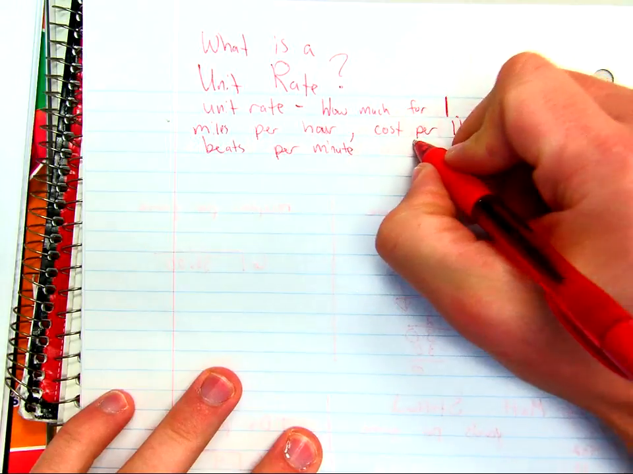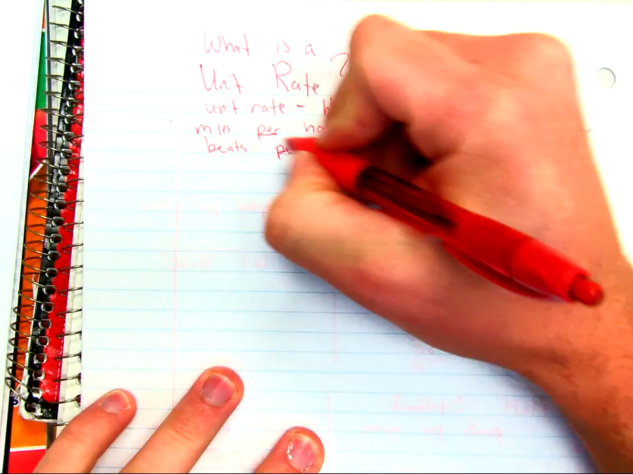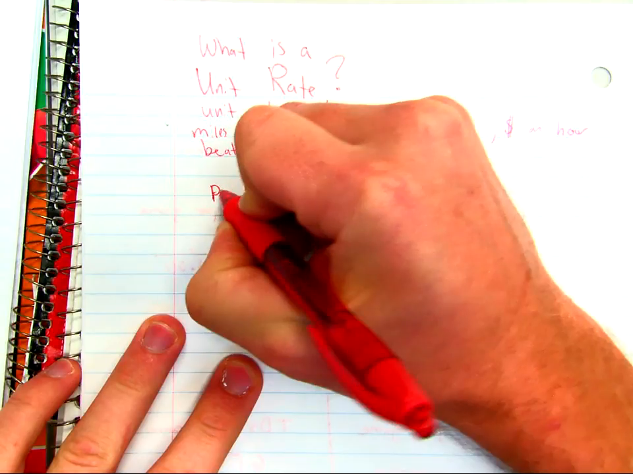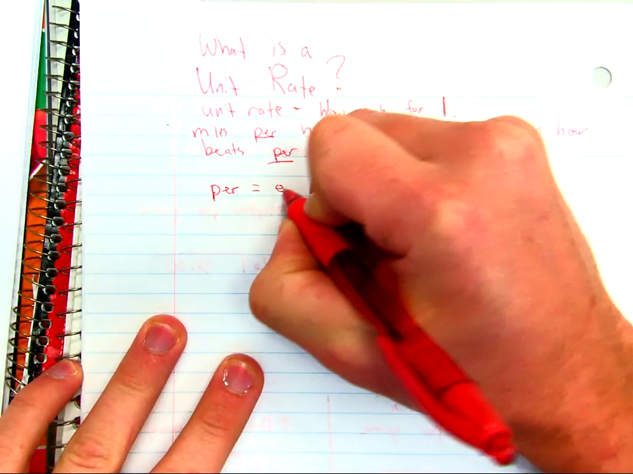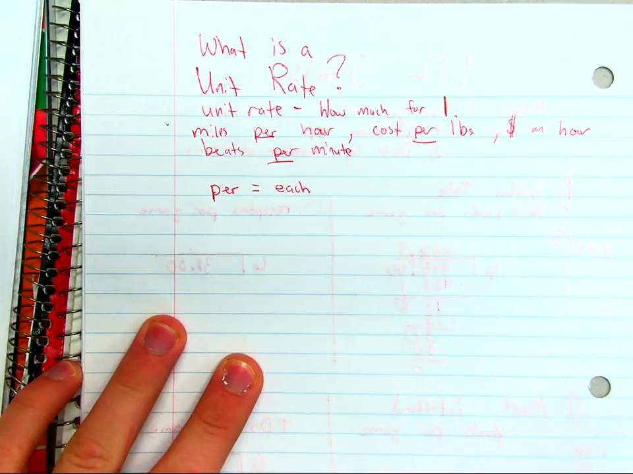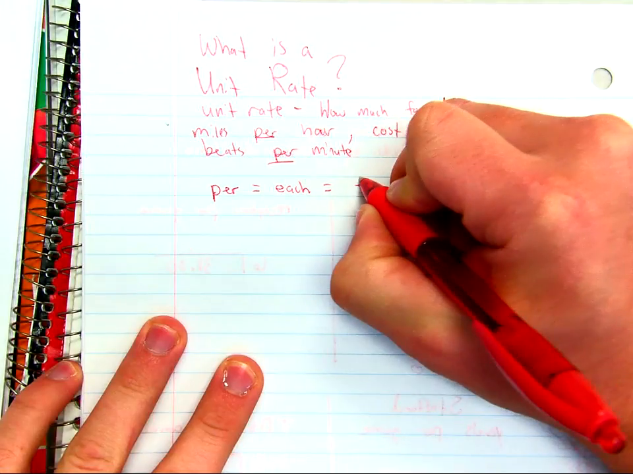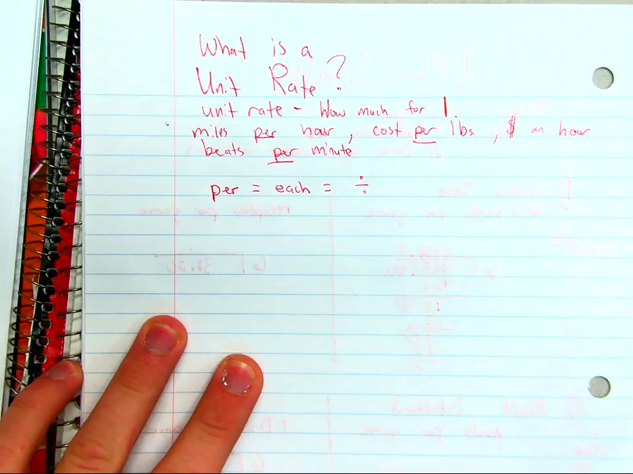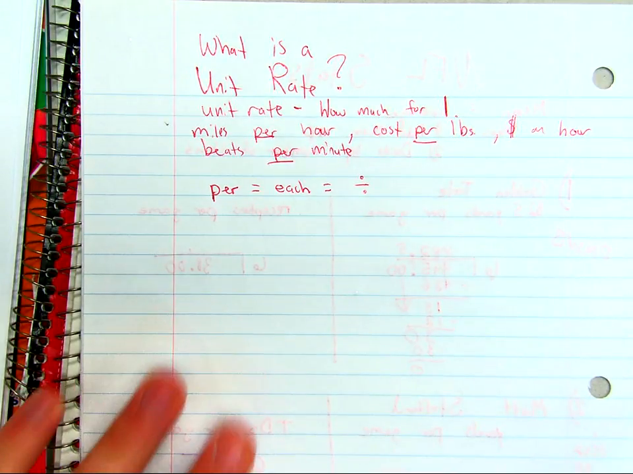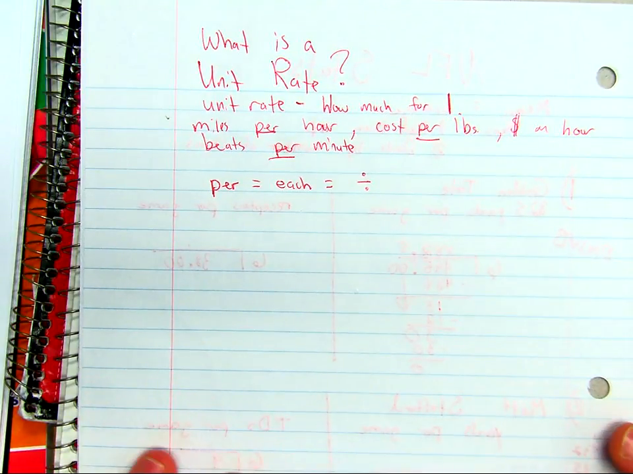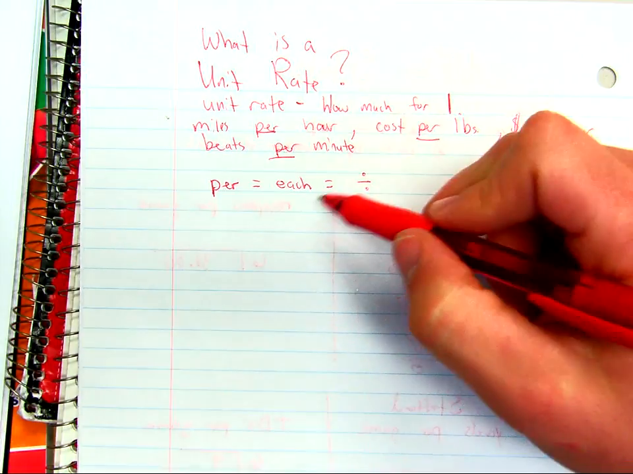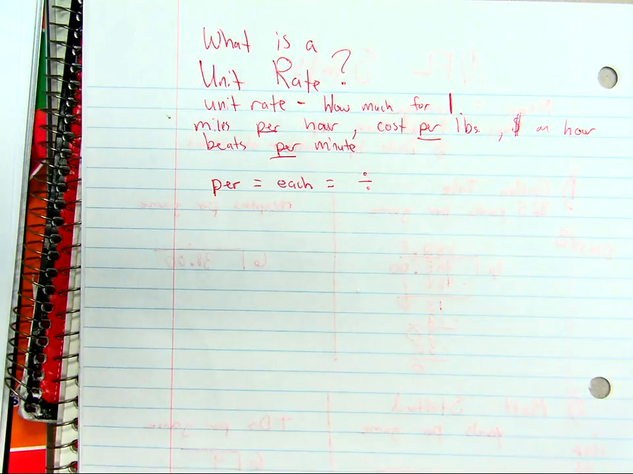Okay, so you guys notice this word per, right? Per means a couple things. It means each, and it also tells us to divide. Okay, so these unit rates can be real simple. I think of them as like a big cheat code, because that per tells me to divide, and it sets it up perfect.